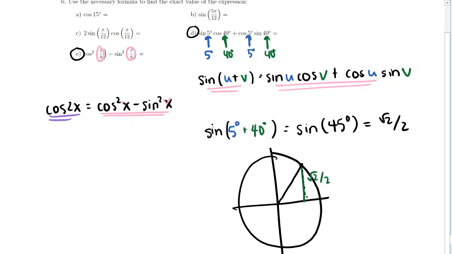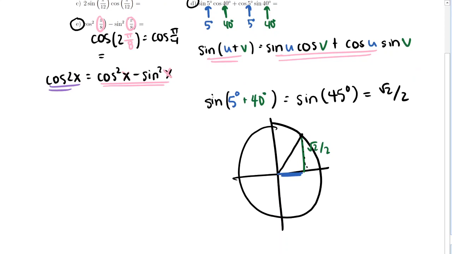So here really this is the same as cosine of 2 times pi over 8. Well, that's cosine of pi over 4. And so what is cosine of pi over 4? Well, here it's this side length in this picture, this horizontal side length, and that's the square root of 2 over 2.